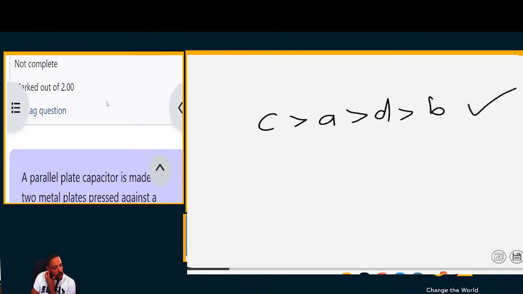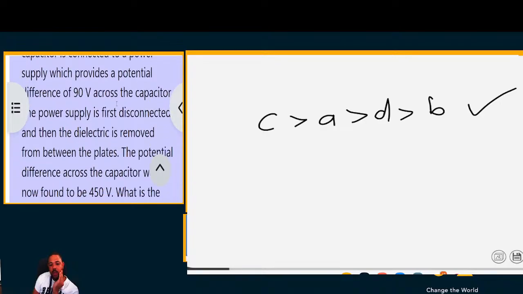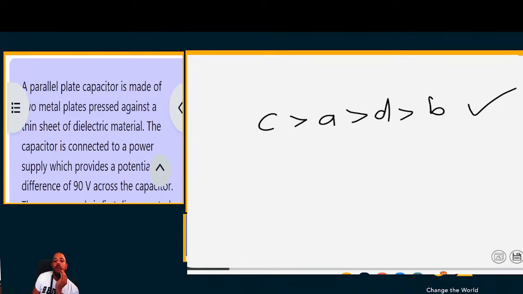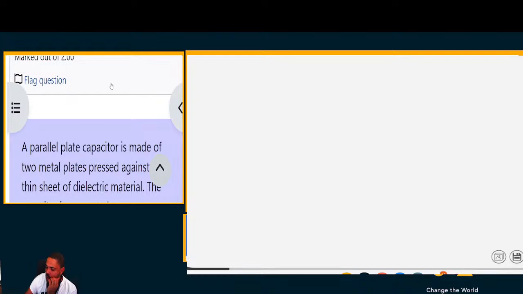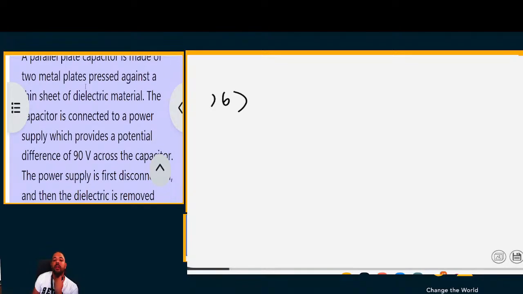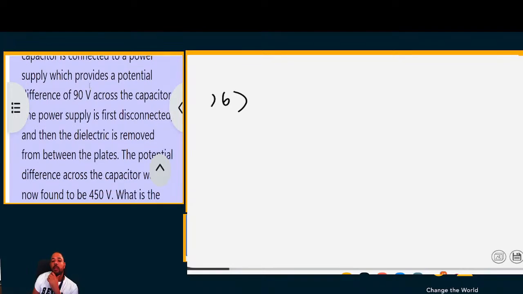Okay. Question 16. Another nice question. But this one is basically just you need to know how to calculate capacitance. So, a parallel plate capacitor is made of two metal plates pressed against a thin sheet of dielectric material. Now, the capacitor is connected to a power supply which provides a potential difference of 90 volts.